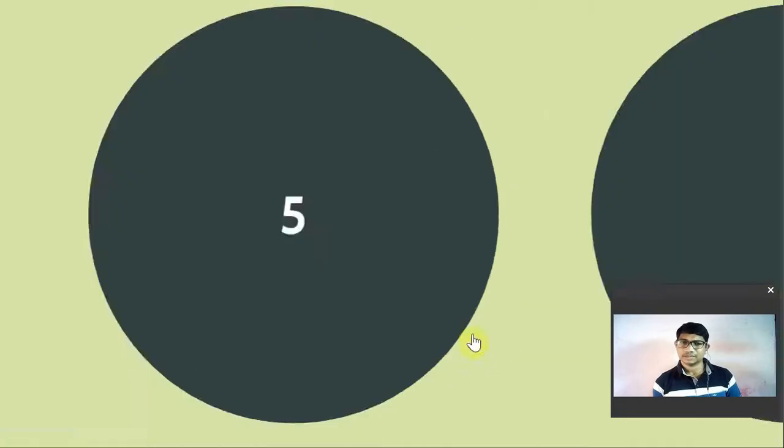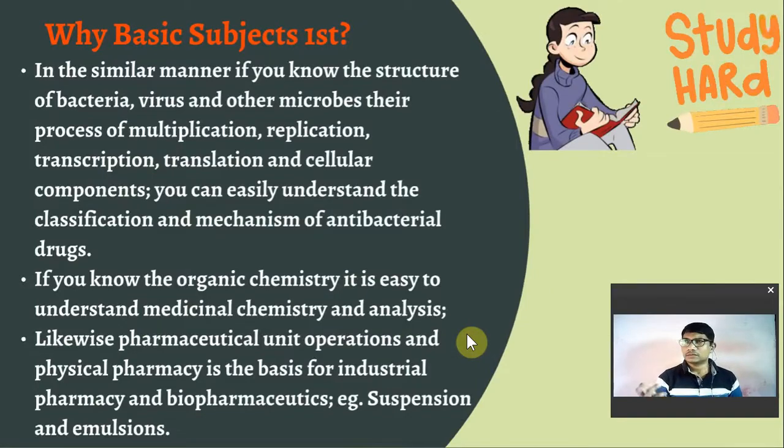Again, I will explain this with another example. Suppose you are studying antibacterial drugs in pharmacology. If you want to understand the antibacterial drugs, their classification, their mechanism of action, then you have to be clear about microbiology, which is the basis. I have already told you, pharmacology is based upon three subjects. First one is anatomy and physiology, second one is biochemistry, third one is microbiology, and some part of pathology also. So if you want to understand the antibacterial drugs, you must be clear regarding microbiology.